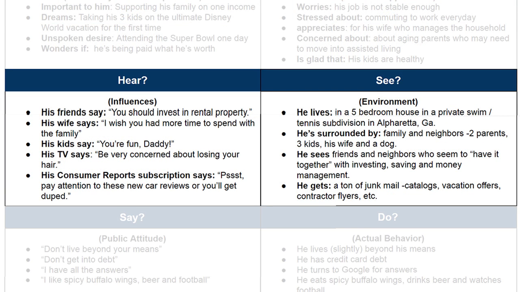Some of the things in his environment that he may feel: TV commercials, he's very influenced. He may hear that he needs more hair, in a commercial, at his stage of life. Or Consumer Reports. He reads Consumer Reports and it's telling him, hey, these car reviews, pay attention to this because this is the car you need to buy. And we talked about this, it comes back around to empathy and environment. He sees suburbia. He gets a ton of junk mail, catalogs, whatever.